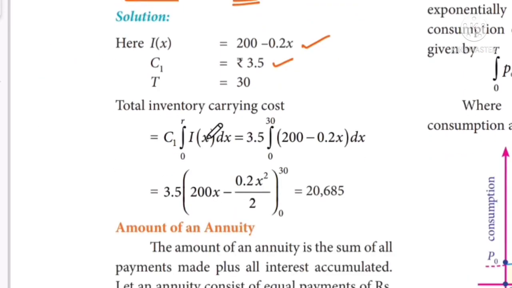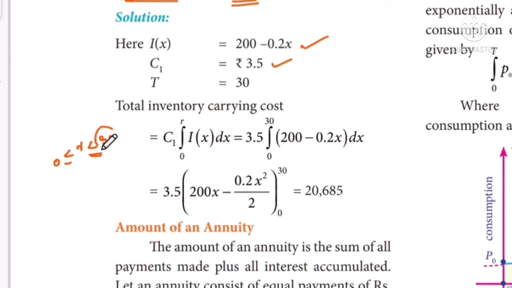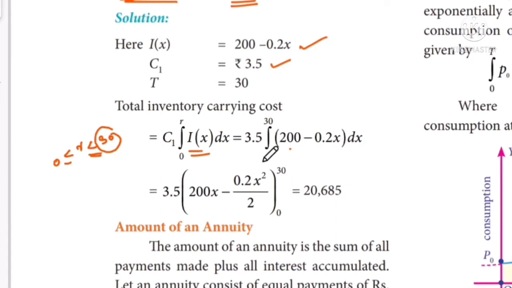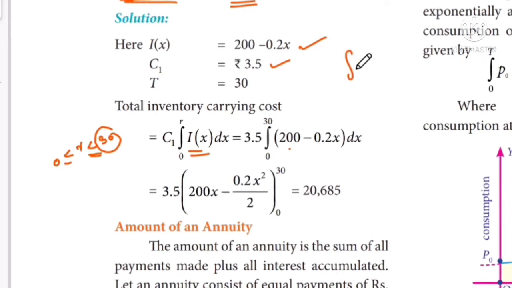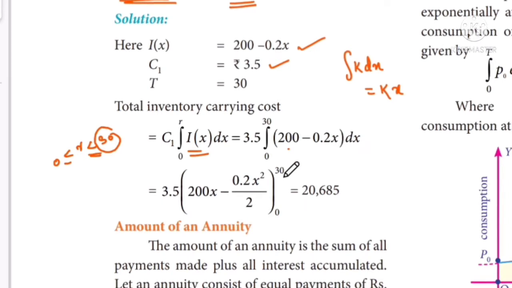So the total inventory cost is C1 times the integral from 0 to R. R is the upper limit of the number of days. Here it is 30. So 0 to 30. The inventory function is given as 200 minus 0.2x into dx. So that is 3.5 times, integration of 200 is 200x. Integration of a constant is kx. Minus 0.2, integration of x is x square by 2. The limit is from 0 to 30.